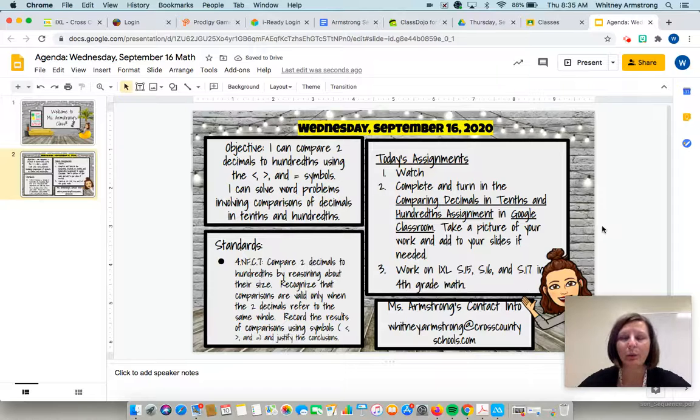Hey guys, so we're still looking at comparing decimals this week. Today we're going to look at comparing tenths and hundredths. So we have some different places to look at. So we're going to go ahead and get started.